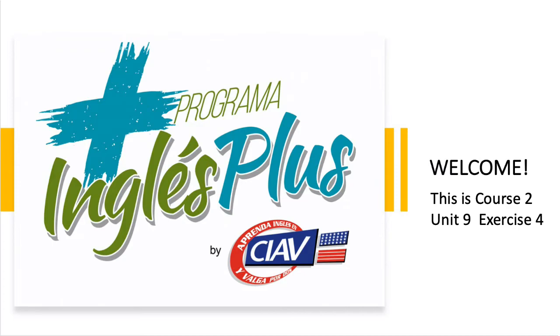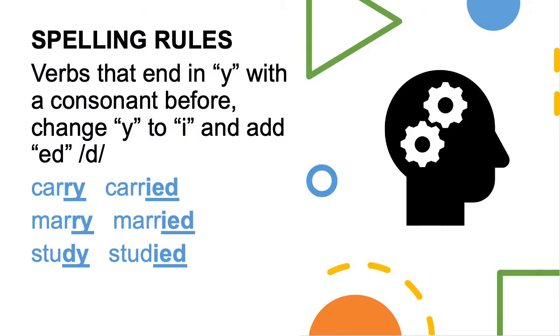Now let's begin. Some regular verbs in the past tense, the spelling changes. Verbs that end in Y with a consonant before change the Y to I and add ED. The sound at the end is the first type of pronunciation that we saw, D. So, for example, carry becomes carried, marry becomes married, study becomes studied. Now let's start practicing.